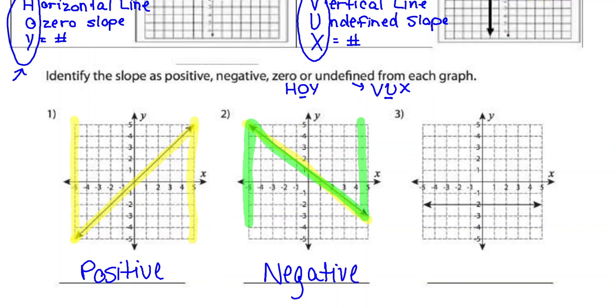Now here's where things get fun. This line, does it have an undefined slope or does it have zero slope? That's the question you have to ask yourself. This one has zero slope. It's perfectly flat. The car won't roll anywhere. So this is what we call a HOI. It is a horizontal line with a zero slope and a Y-intercept at 2.